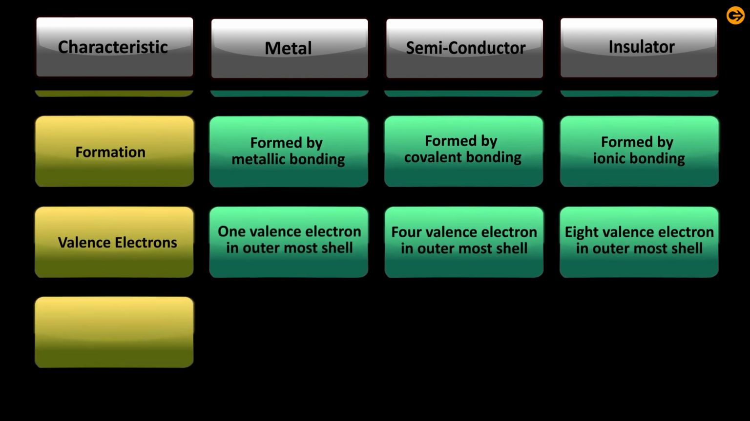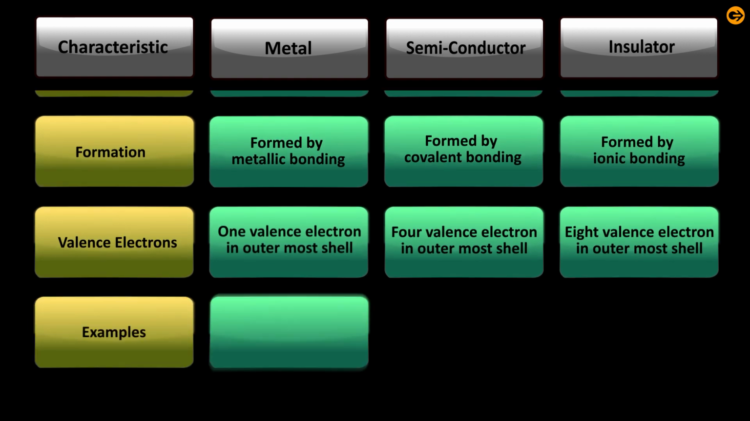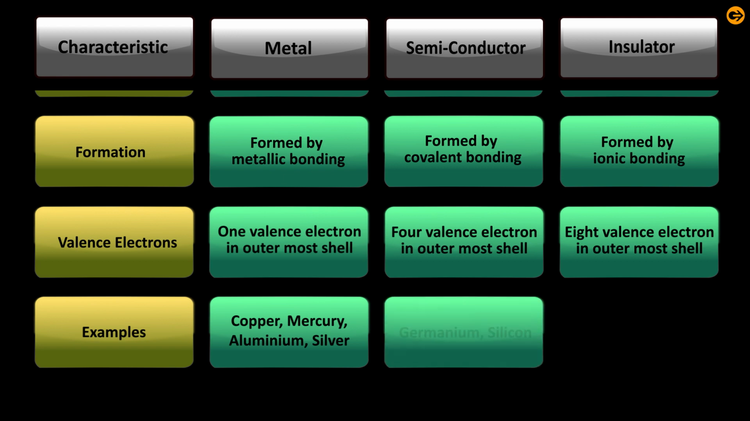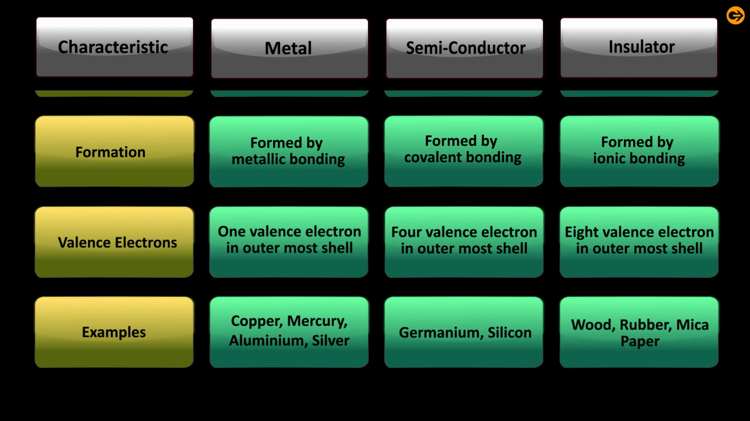Now, the examples of metal are copper, mercury, aluminium, and silver. The examples of semiconductors are germanium and silicon. And examples of insulator are wood, rubber, mica, paper, etc.